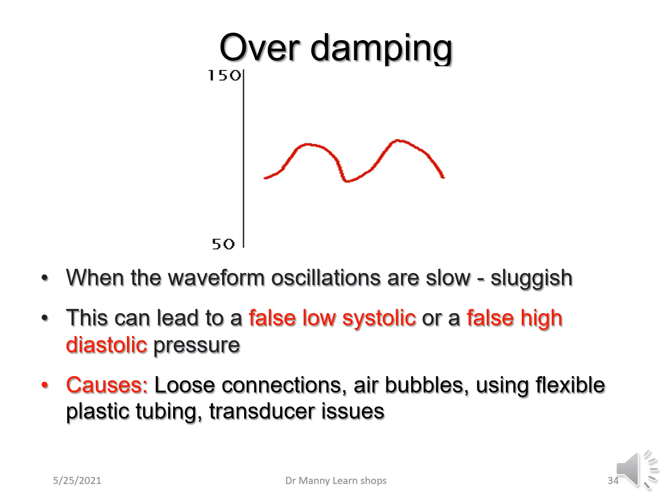Then you've got overdamping. Overdamping is when the waveform oscillations are sluggish. They're slow. They're smaller. And this can lead to a false low systolic or a false high diastolic pressure. And what are some of the causes? Loose connections. You've got the connections open to atmosphere. You've got air bubbles, which are now blocking the transmission of the mechanical pressure to the kinetic energy, which is created by the monitor.